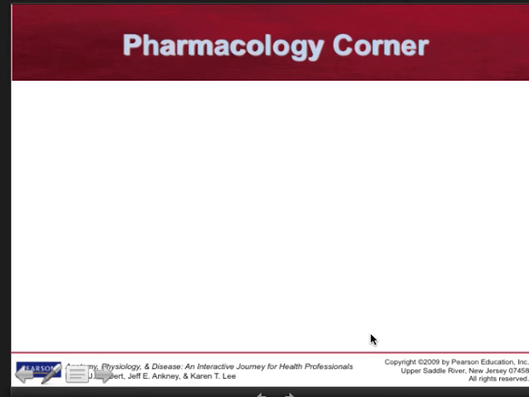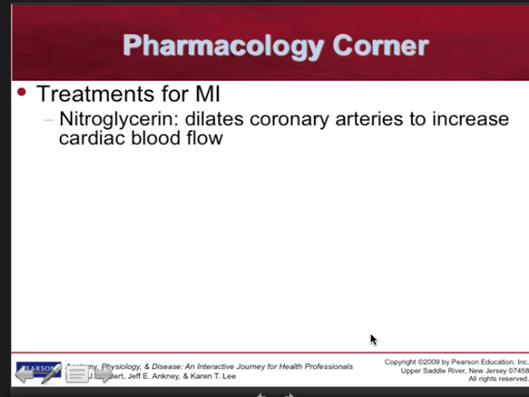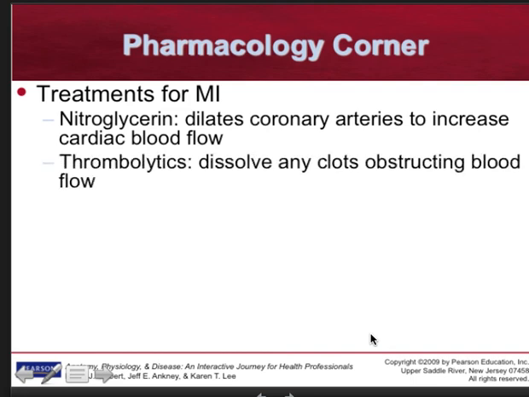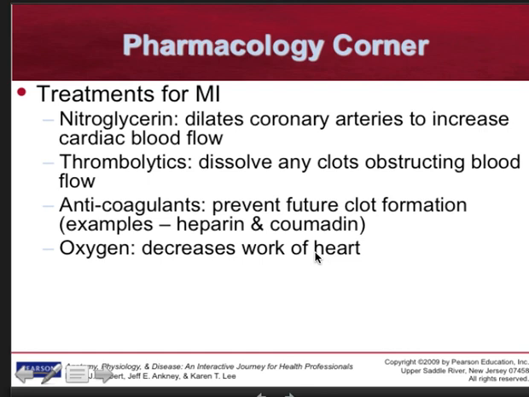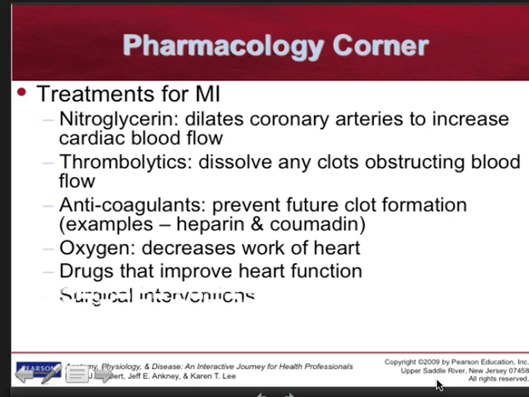Okay, what are some of the treatments for heart attack? Nitroglycerin dilates the coronary arteries and increases cardiac blood flow. Thrombolytics, or clot busters. Anticoagulants can prevent clotting. Heparin and Coumadin are examples. Coumadin is actually what's in d-CON. Oxygen decreases the work of the heart, and drugs can improve heart function. There are also surgical interventions such as balloon cath and CABG.